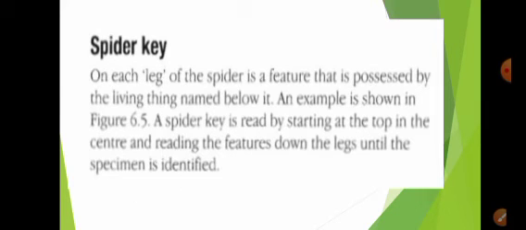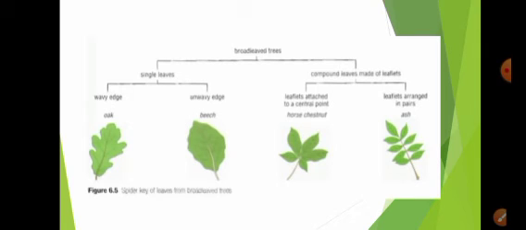Spider key. On each leg of the spider is a feature that is possessed by the living thing named below it. An example is shown in figure 6.5. A spider key is read by starting at the top in the center and reading the features down the leg until the specimen is identified. This is an example of a spider key.